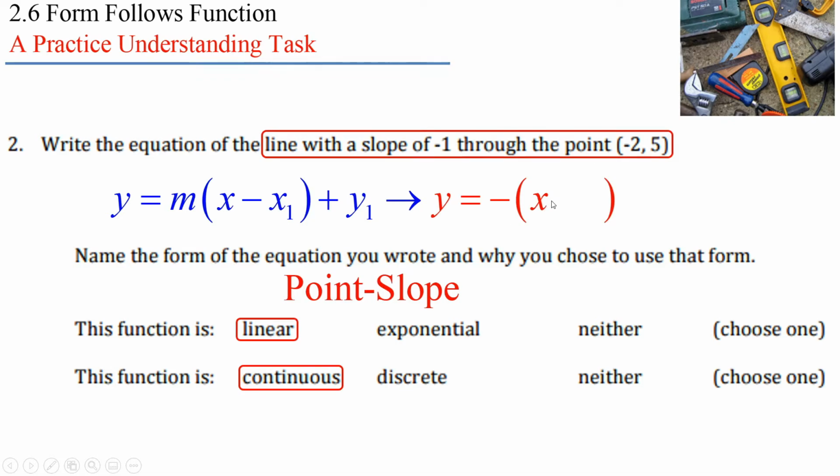And then x minus the x coordinate. Well, the x coordinate of the point I know is -2. So if I go minus a -2, that becomes a +2. And then plus the y coordinate, +5. And there's our equation in point slope right there. y equals negative the quantity x plus 2, plus 5.